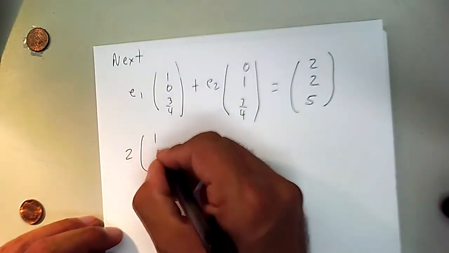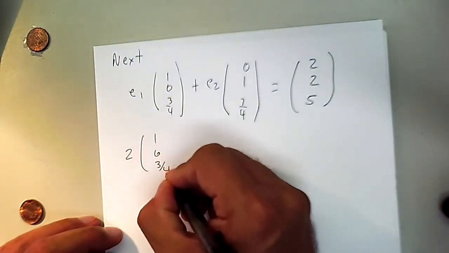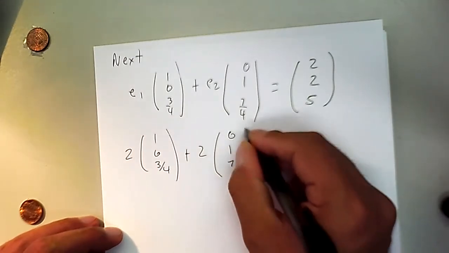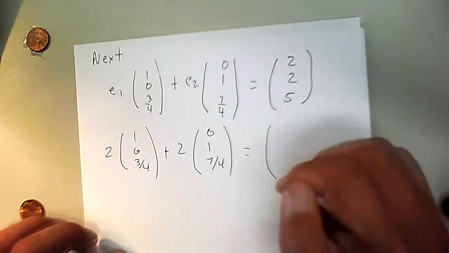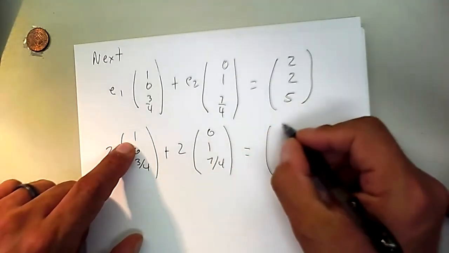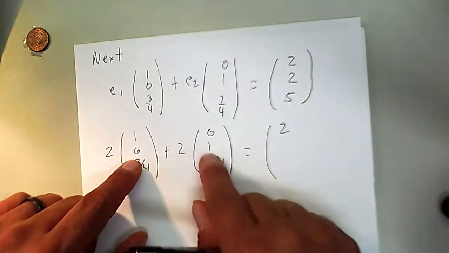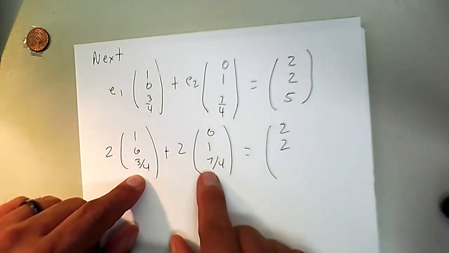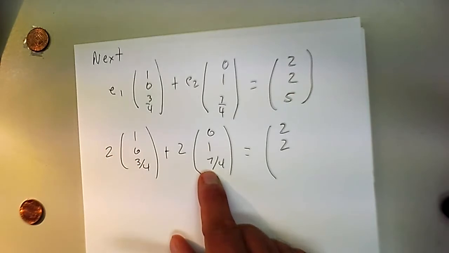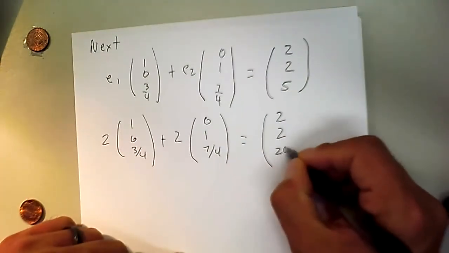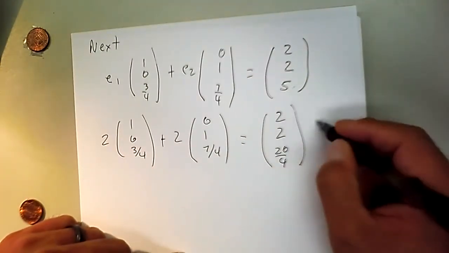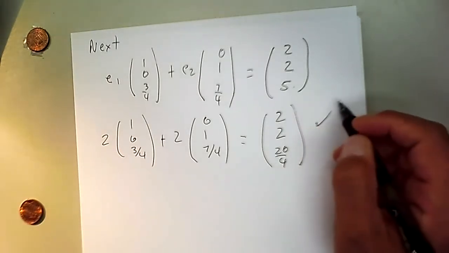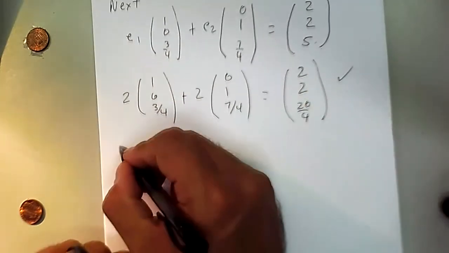2 times (1, 0, 3/4) plus 2 times (0, 1, 7/4). Well, let's see, that's 2 plus 0, 2. 0 plus 2, 2. 6/4 plus 14/4. That's 20/4. Yep, and that's the same thing as 5. So it checks. 2, 2, 5. I mean, we have to simplify, but it does check. Okay, next.